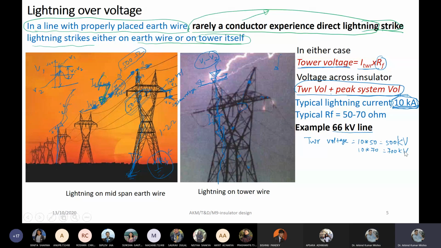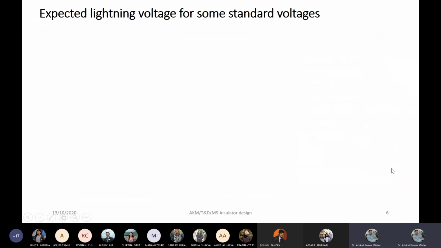Now we need to compute how much the voltage across the insulator is. We need to compute the peak system voltage. What is the peak system voltage? For the peak system voltage, you first need to calculate the maximum system voltage. So the maximum system voltage, since our nominal voltage is 66 kV, will be 66 times 1.1.